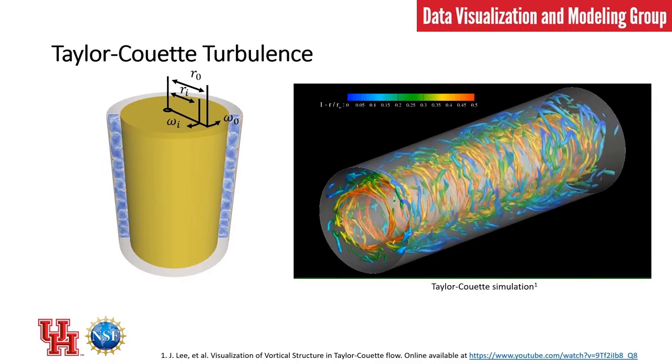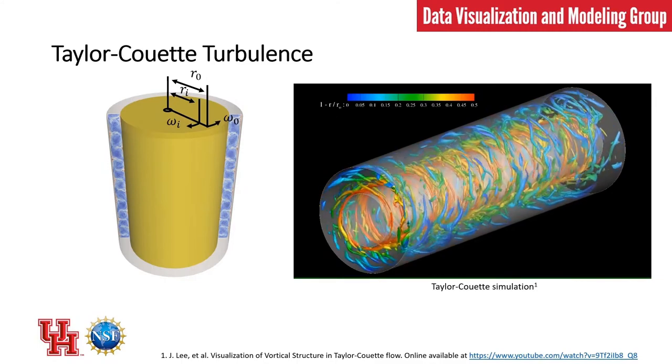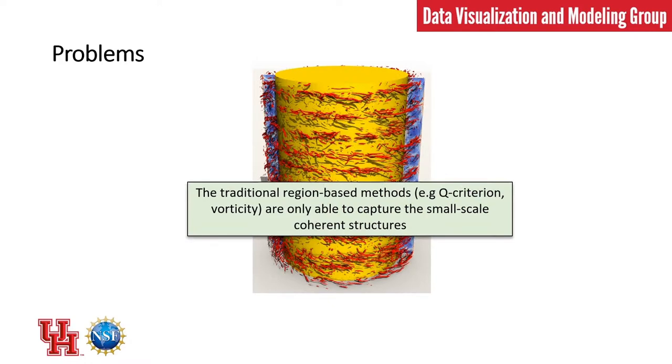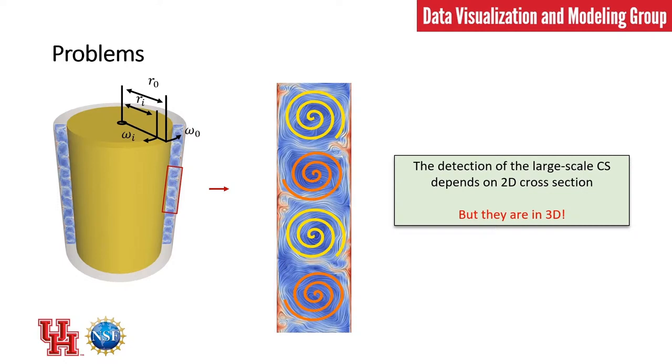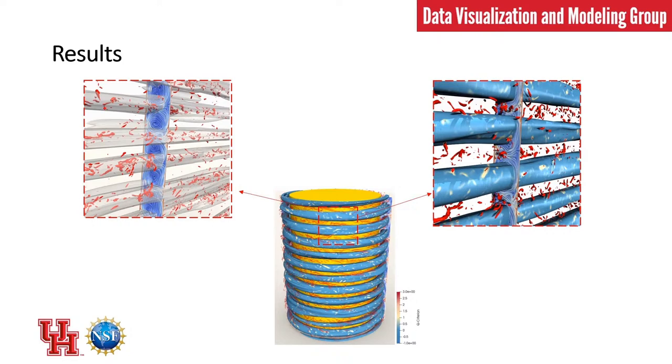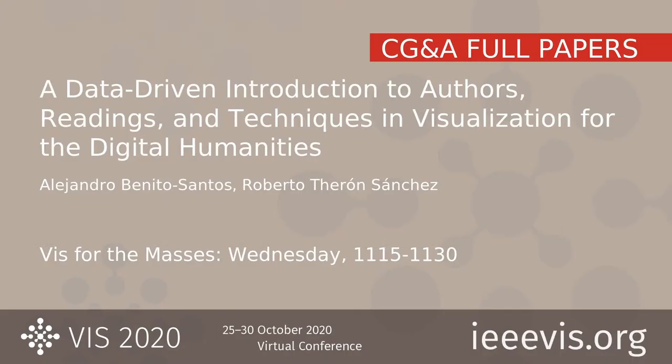Taylor-Couette flow is a turbulent fluid motion created in the gap between two rotating cylinders. The traditional region-based methods are only able to capture the small-scale coherent structures. The detection of the large structures depends on the 2D cross-section, which is not the true configuration. We adapt the feature level set method and density estimation to combine multiple attributes and use them as a filter to separate large and small-scale structures.